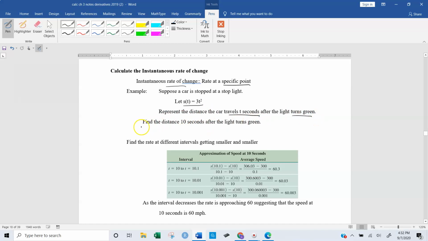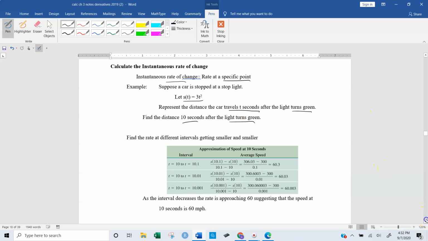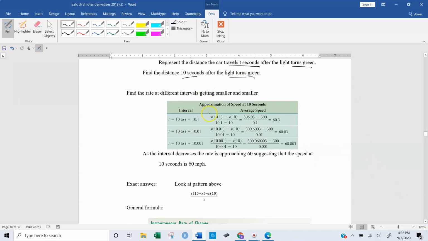So how far have I gone? Find the distance 10 seconds after the light turns green. So now I want t to be 10. All right, so now if we do intervals, we go 10.1 minus 10. You plug it into our formula above there, you get 306.03 minus 300 over 0.1, right?